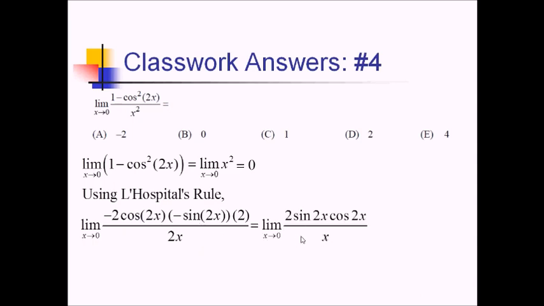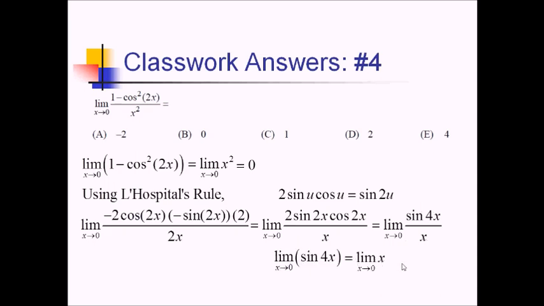Now I can simplify this a little bit more before I take the limit, and this will help me down the road in case I need to take another derivative, because it turns out that 2 sine of something cosine of something is really equal to sine of 2 times the something. This is one of our double angle identities. So I'm going to turn this into the limit as x approaches 0 of sine of 2 times 2x, which is sine of 4x, all of that over x. And now let's go ahead and plug in 0 again. That's going to give us 0 in the numerator and the denominator.